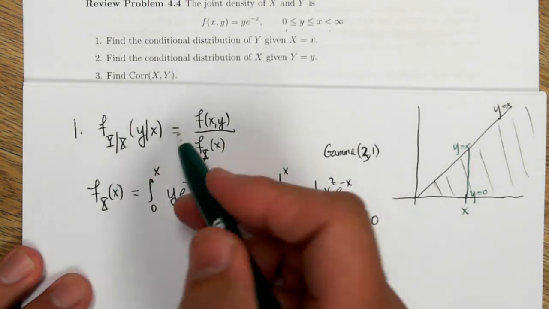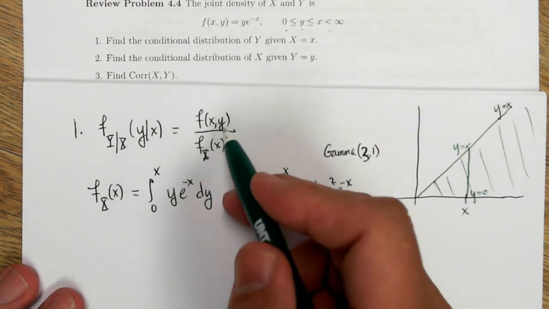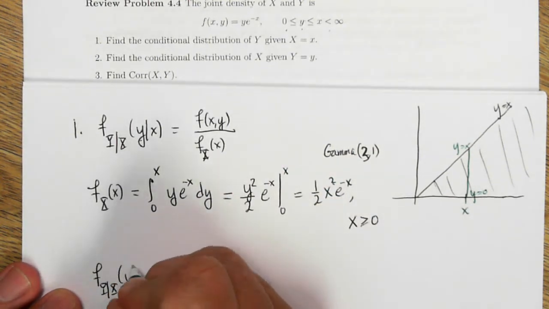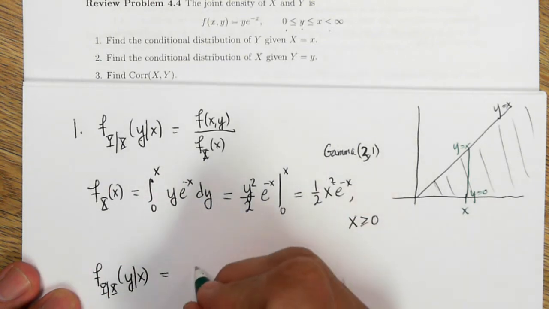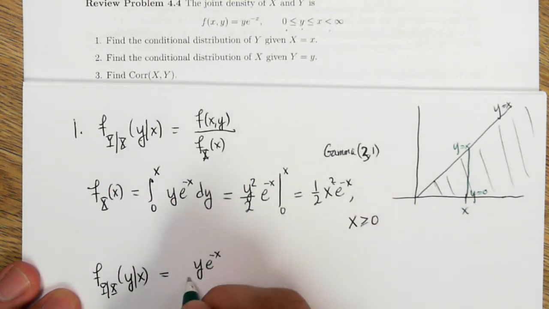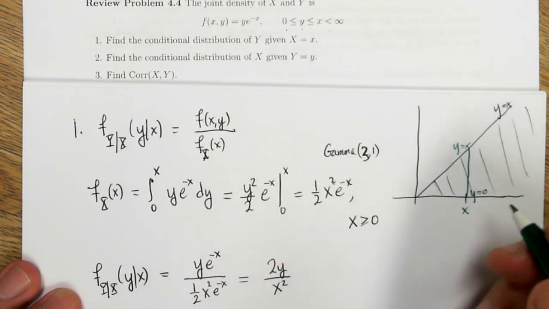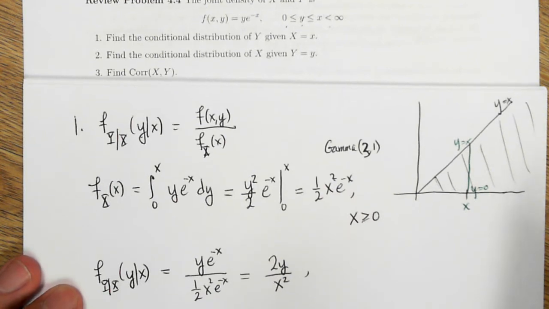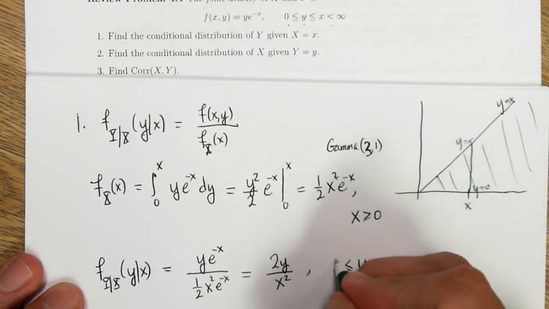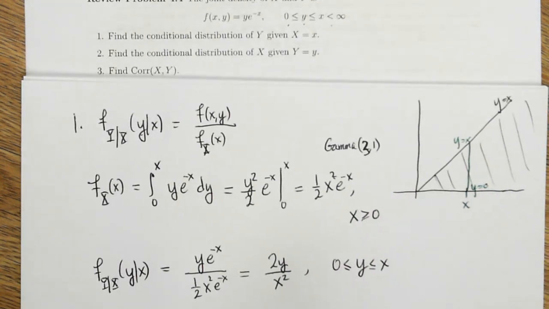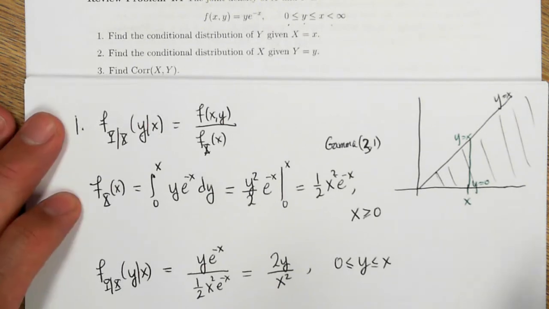Then we have to find the conditional distribution of y given this. The conditional distribution of y given capital X equals x will be equal to the joint density divided by the marginal density, y e to the minus x over 1/2 x squared e to the minus x. This will be equal to 2y over x squared. The possible values of y are between 0 and x, and that is the conditional distribution of y given that capital X equals x.